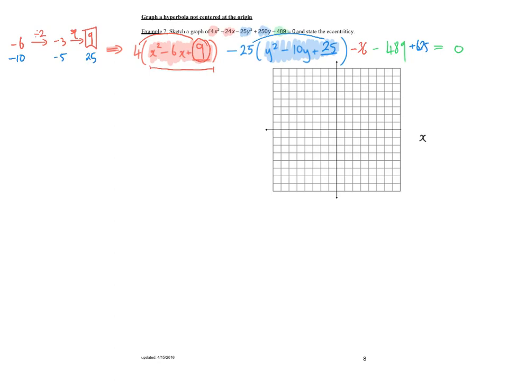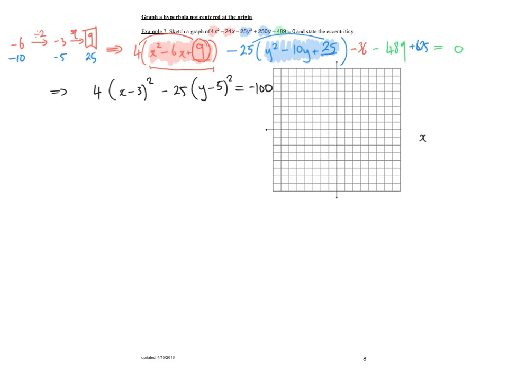So we've completed the square. Let's see what our equation now looks like. We have 4x minus 3 all squared minus 25 times y minus 5 all squared is equal to, if I do the arithmetic, negative 100 on the right hand side.